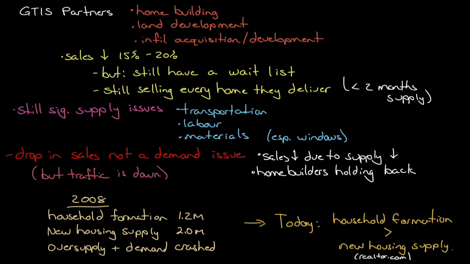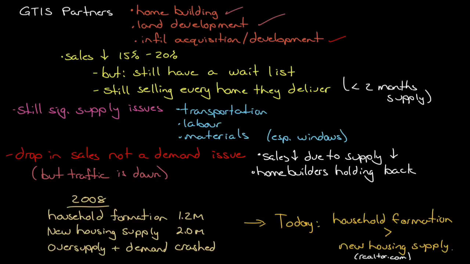On this screen, I'm going to highlight the main points of an interview that was done with the CEO of GTIS Partners. And they do a lot in the real estate sector. I think they have like $3.4 billion in real estate assets. They're involved in home building, land development, and infill acquisition and development. And this is taking a site that has something on it that is no longer in use, like an old hospital or something. It's been boarded up, and they'll take that and redevelop it into something else.